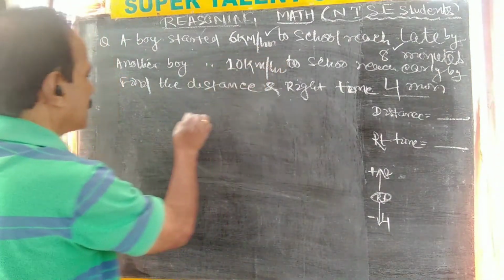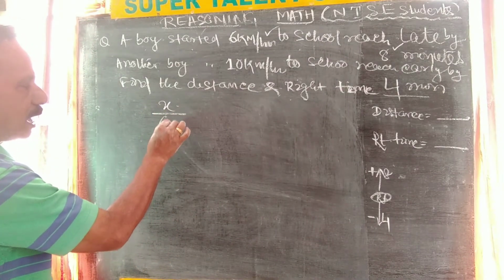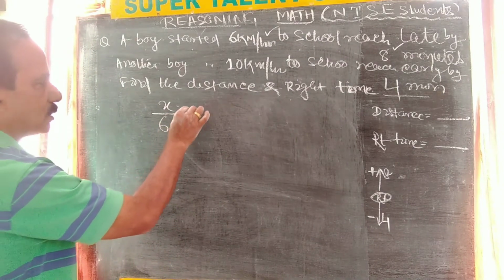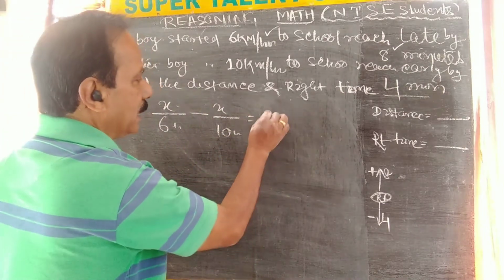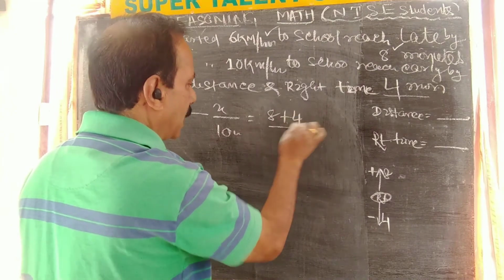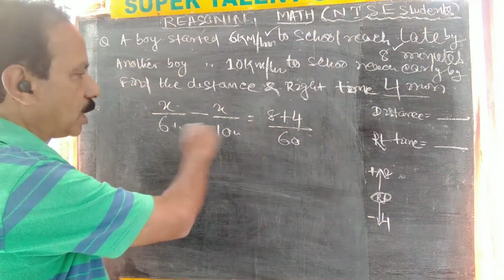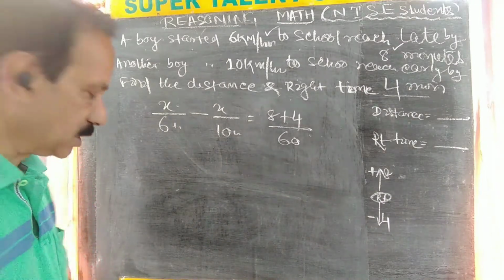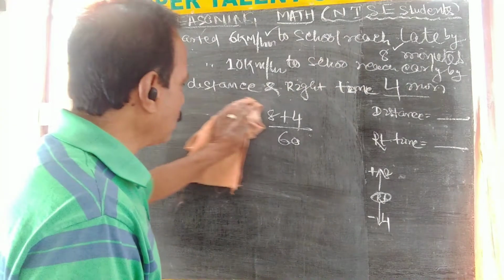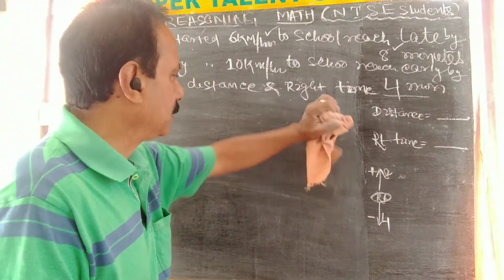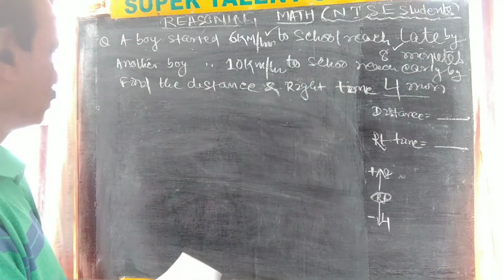Suppose in the school method, take the distance x. So it will be x by 6 hours minus x by 10 hours, equal to 8 plus 4 minutes, that is 12 by 60 hours. You have to solve it and find the distance. This is the school process. By solving also you can make a mistake. But without x, nothing will happen. Immediately apply your brain and go with the trick. You can find out a new trick.